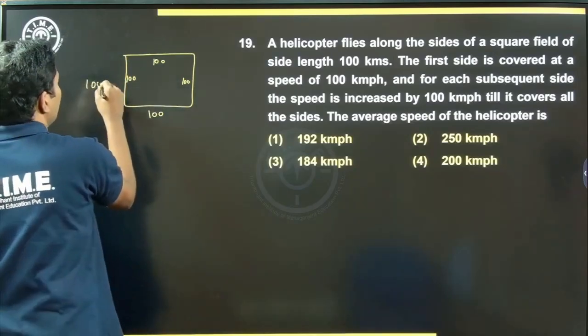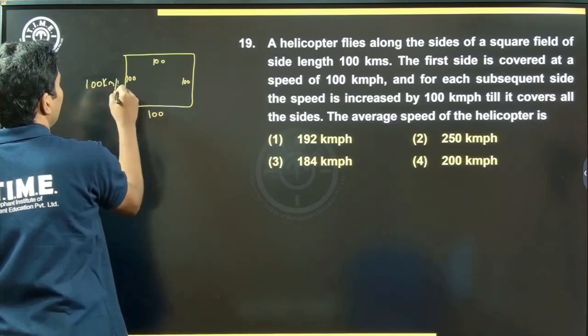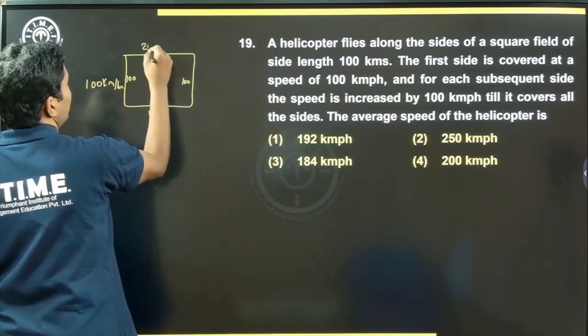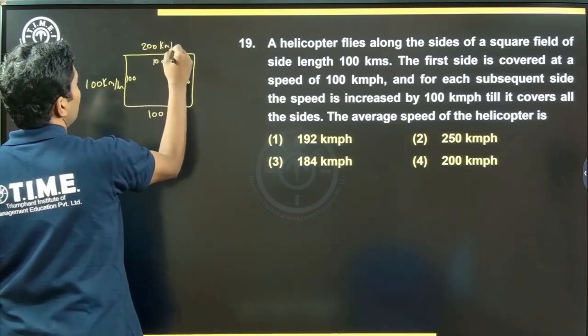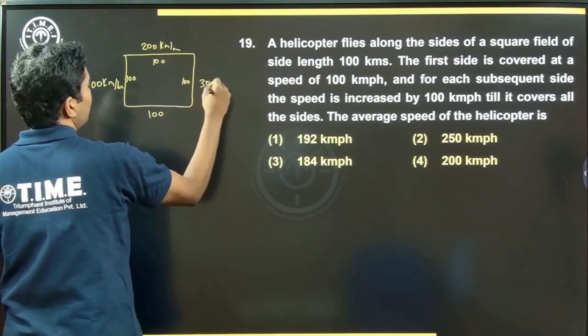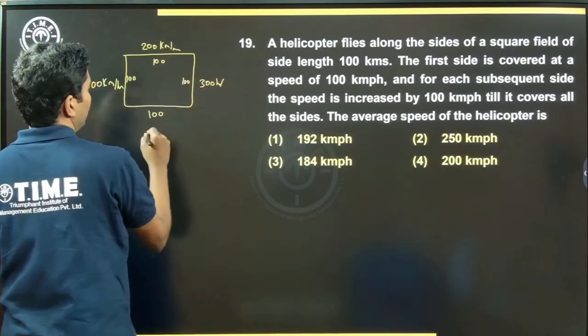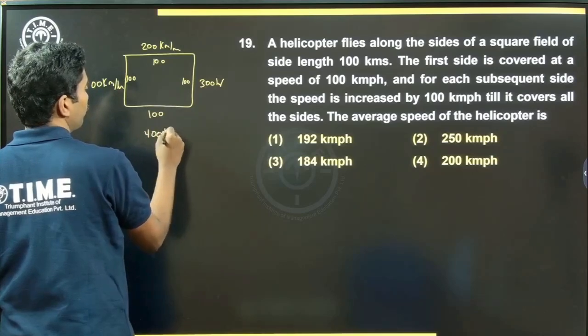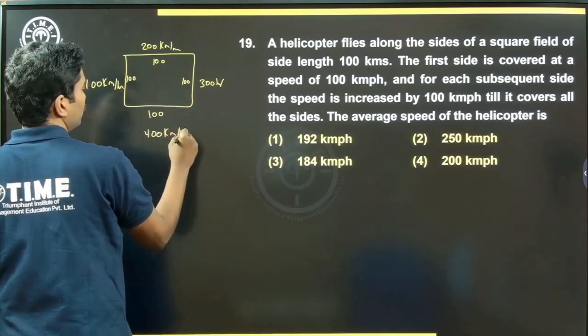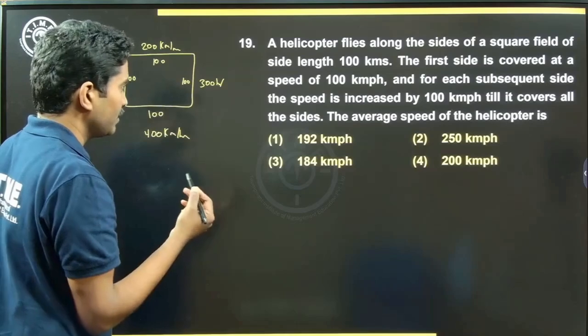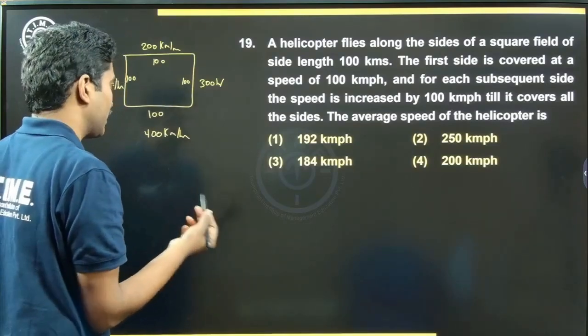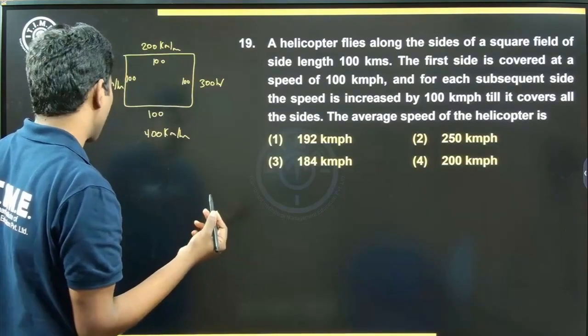All right, so this one, the helicopter is covering at 100 kilometers per hour, this one at 200 kilometers per hour, this one at 300 kilometers per hour, and this one at 400 kilometers per hour, right? So that's what it is. The average speed of the helicopter. Looks like an easy question, just some calculation required.